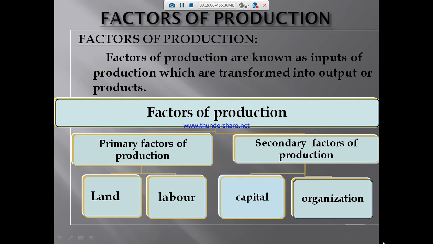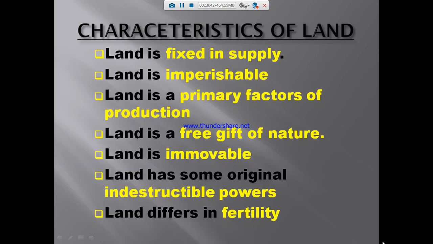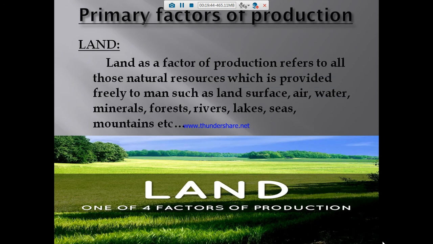Factors of production are of 2 types: primary factors of production and secondary factors of production. The primary factors are divided into land and labor, and the secondary factors are divided into capital and organization. So totally, factors of production are divided into land, labor, capital and organization. Okay. So when it is asked in a 2 mark question, you just need to draw this diagram, it's enough. After that, we saw land and the characteristics of land. So today we can finish here.